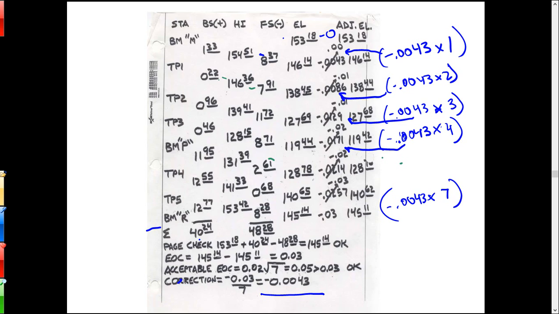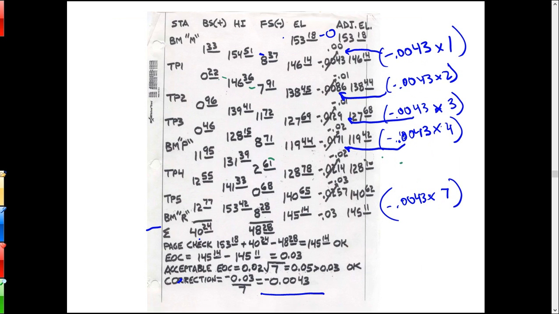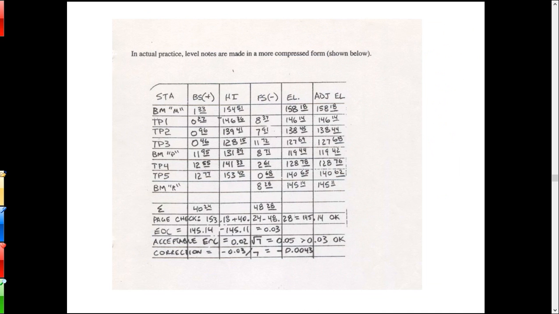All right. So that's how you adjust a survey. You're making it mathematically perfect because your field data is never perfect. Okay. We doing all right with that?